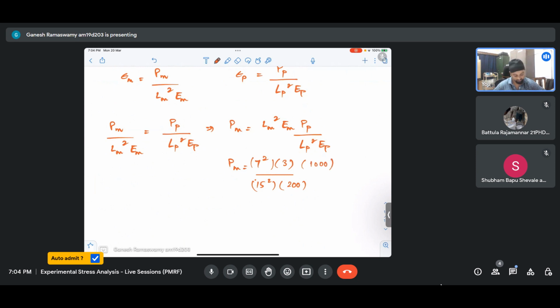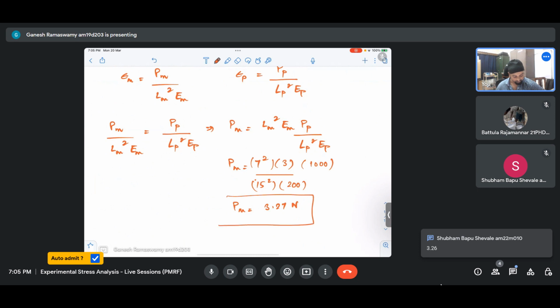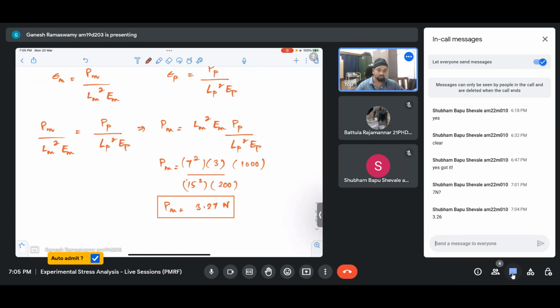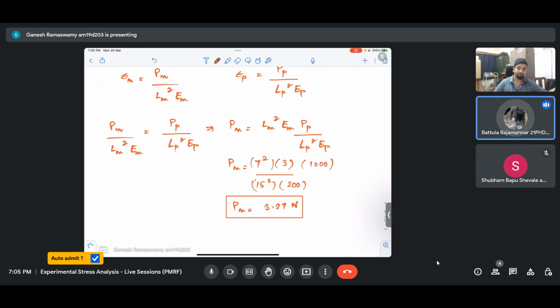So let us see what Pm comes out to be. 3 into 1000 by 15 squared into 200. It comes to around 3.27 newtons. So if I were to apply 3.27 newtons with this scale, I can see that my strains would be geometrically similar. So is it clear, sir? 3.26. Yeah, exactly.